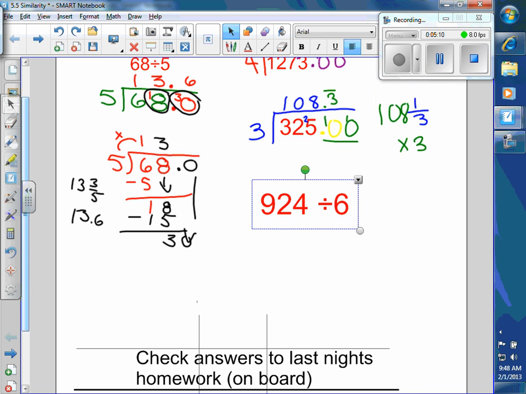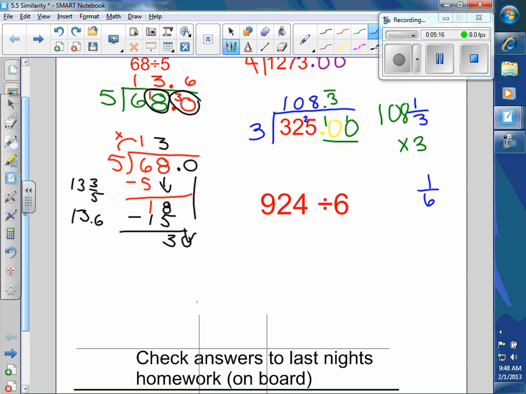Here's another benchmark fraction. Who knows what 1/6 is as a decimal? What is it, Xander? 0.16 with the 6 repeating, right? So let's see how that comes into play, if it comes into play here. It doesn't? It goes in evenly? Yeah. How'd you know that? Because there's a way to tell. If you add the digits of 9 plus 2 plus 4, that's 11, 15, right? 15 total. 3 goes into 15, and it's even, which means 6 goes into it.